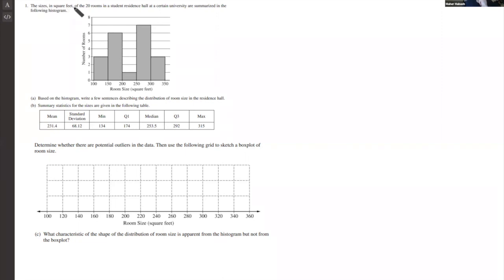The sizes in square feet of the 20 rooms in a student residence hall at a certain university are summarized in the following histogram. And here it is. Based on the histogram, write a few sentences describing the distribution of room size in the residence hall. Take a couple minutes. Also, if you'd like to type your answers into chat, I can talk about them too. It's up to you guys.